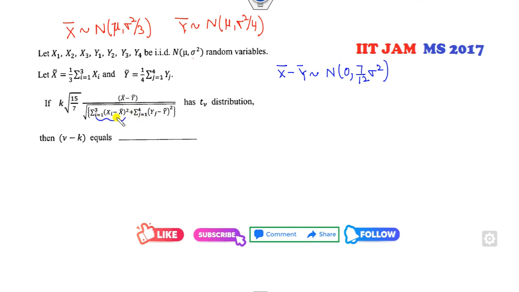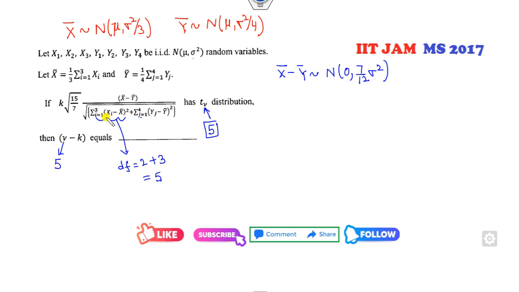And this one is just like s square. So the degree of freedom of this will be 2. It is a 4, it's a 3. So the degree of freedom will be my 5. So this mu is my 5. Fine. So this is my 5.